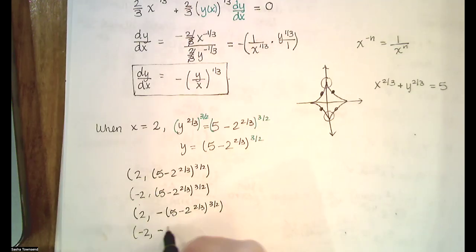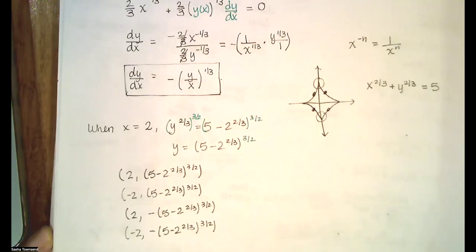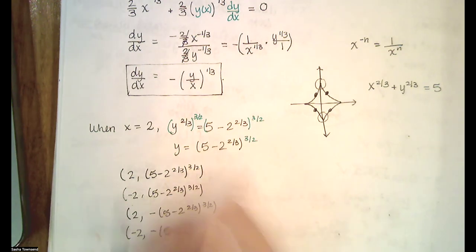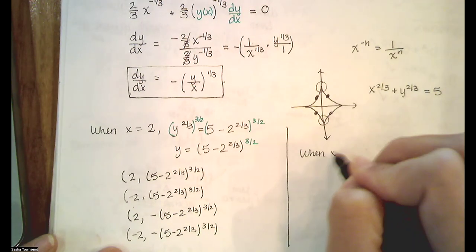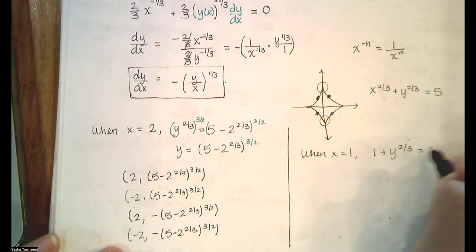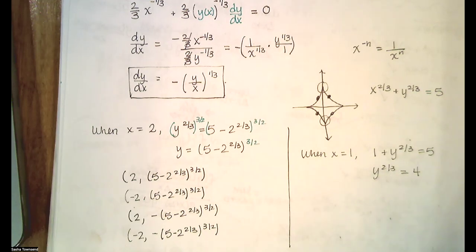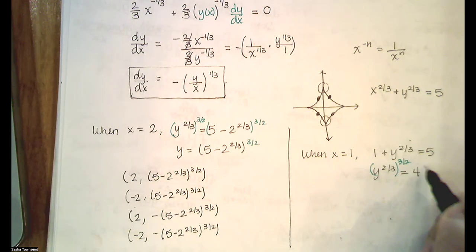I know these expressions look really complicated. It would have been better to choose x equals 1 rather than x equals 2. But these 4 points are on our graph. Let's use x equals 1 as well. When x is equal to 1, we've got a 1 to the 2/3, which is 1, plus y to the 2/3 equals 5. So y to the 2/3 equals 4. And then we'll raise both sides to the 3/2 power.